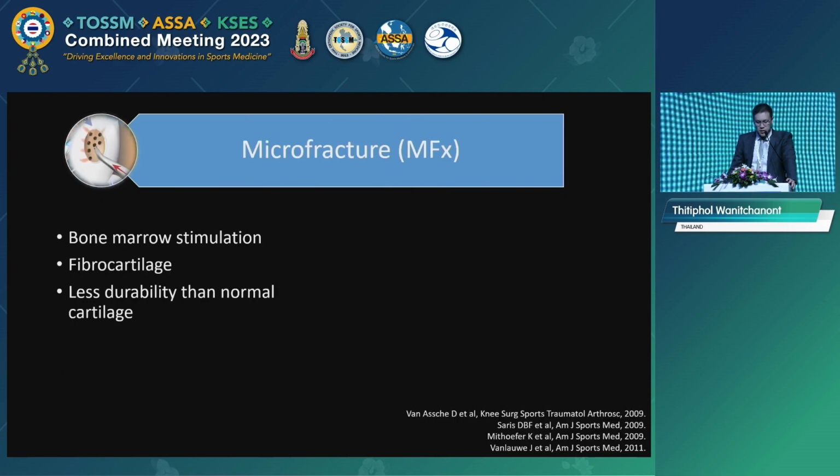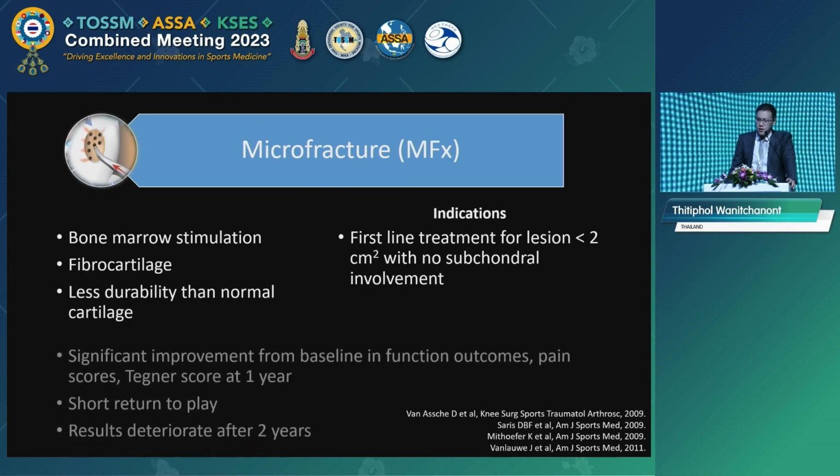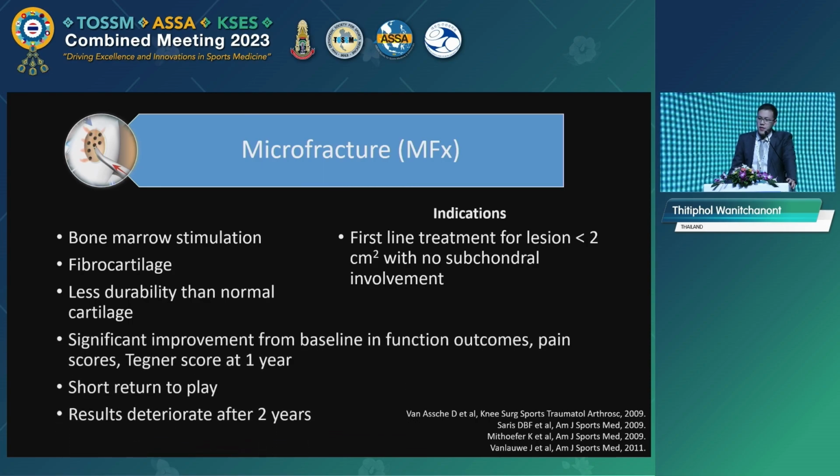Microfracture is bone marrow stimulation. The tissue you get is fibrocartilage, which has less durability than normal cartilage. The indication is first-line treatment for small lesions with just chondral involvement, no subchondral involvement. For the result, it shows significant improvement over baseline in the functional score at 1 year, with a shorter return to play period. But the clinical outcome gets worse after 2 years.